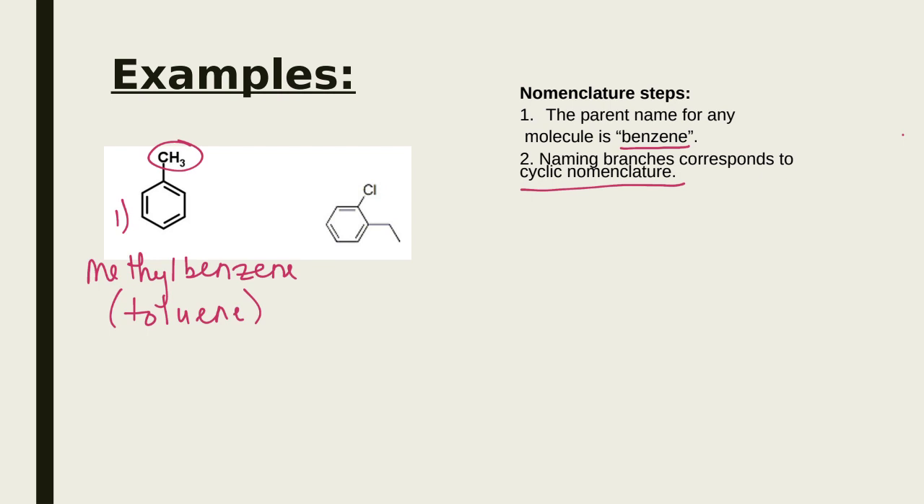Next door, we have our ring structure, and then we have two branches. So we know that we want those branches in lowest position order, and they're side by side. So how do we pick which is carbon 1, which is carbon 2? Remember that we use, to break the tie, the alphabetical order option, and we want the lower. So chlorine, C comes before E with the ethyl group. So we would call this structure 1-chloro-2-ethyl benzene.